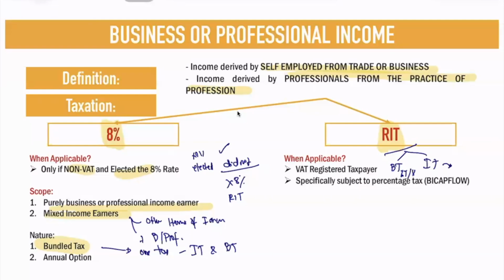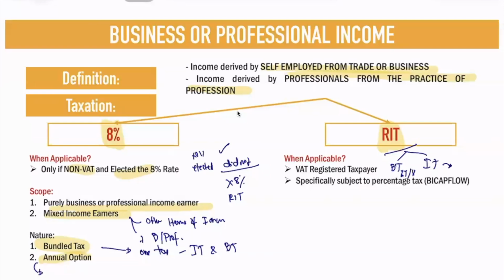Next, it is an annual option. So what do we mean by annual option? When we say annual option, you need to elect it every year. Normally, you need to elect it every year. It applies for the year only. But if ever in your certificate of registration, really, you are subject to 8%, then no need to elect. If under your COR, you are really subject at 8%, then no need to elect. Now, what if you did not elect 8%? Then you will be subject to regular income tax.